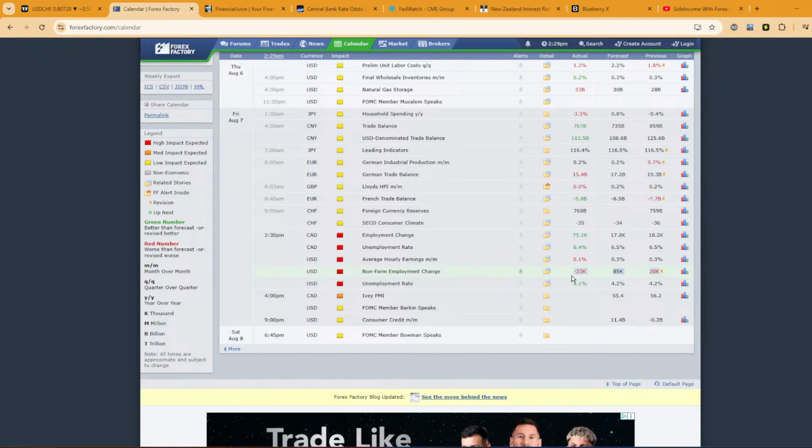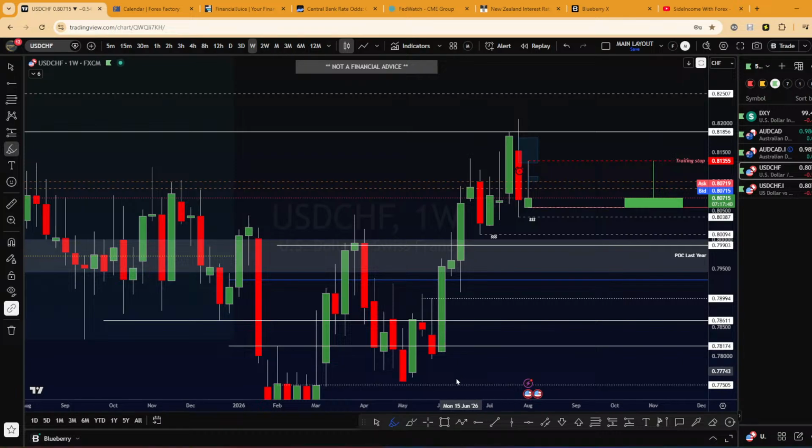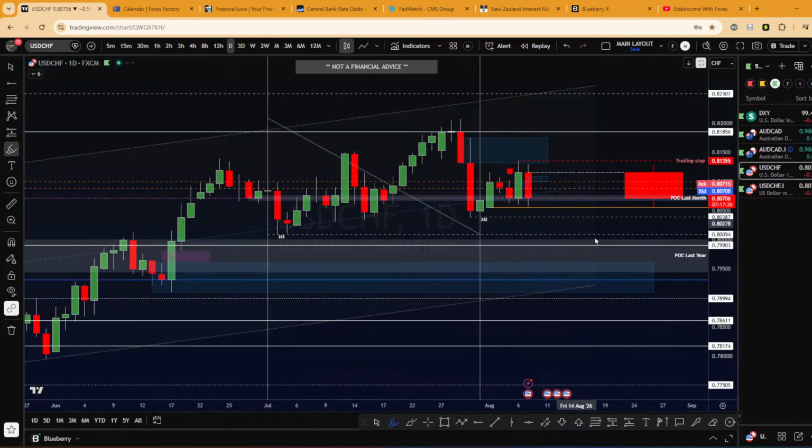I want to remind you that we got a very weak NFP report. You see, we are losing 24,000 jobs, and we also have a revised number from last week. So pretty weak compared to what we expect. For me, that's a great possibility that we see weakness on USDCHF, dropping towards this gray zone, the point of control from last year. That's why I'm looking to short this pair.